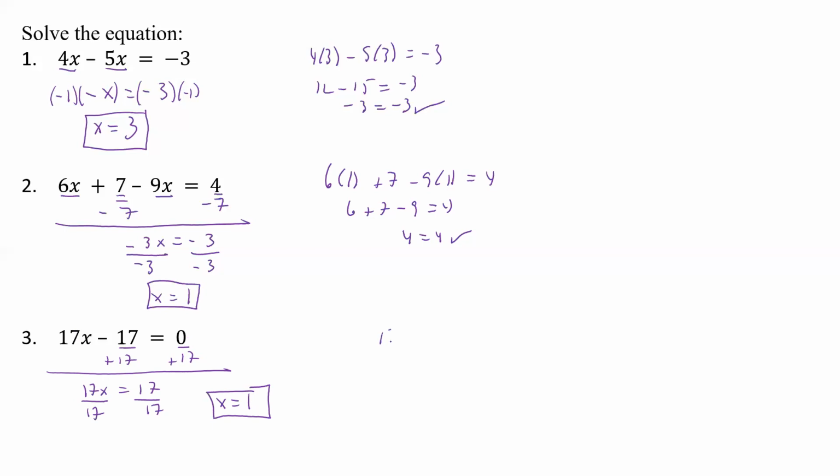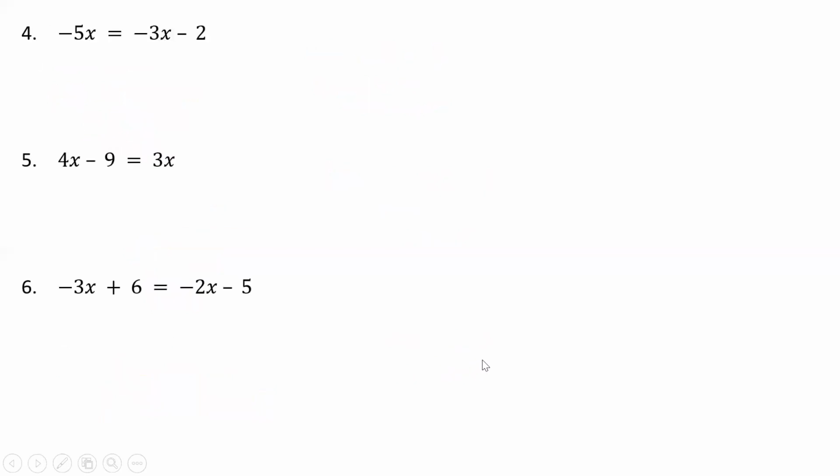So does that check? 17 times 1 minus 17 equals 0. Well, 17 minus 17 equals 0. 0 equals 0. So yes, that does check. All right, what about here?